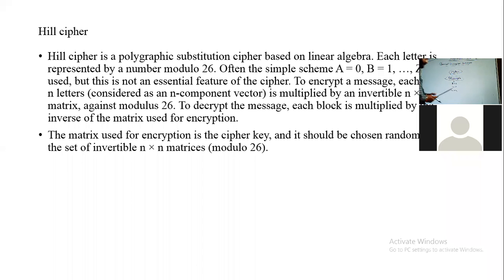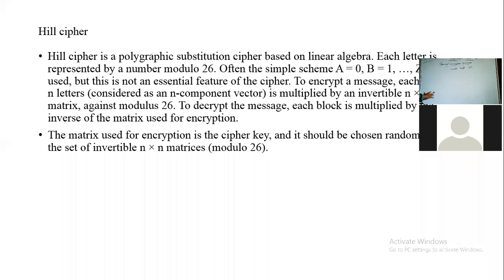In Hill cipher, this technique was developed by Lester Hill in 1929, and it encrypts a group of letters called a polygraph. So here we have a polygraph of a 2 by 2 matrix or a 3 by 3 matrix.